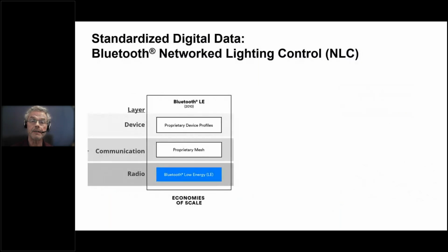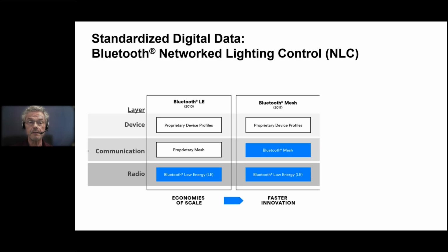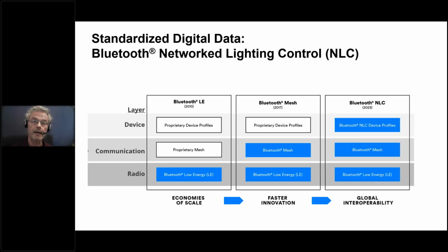The other big thing happening in digital lighting control standards is Bluetooth. In 2010, the Bluetooth Low Energy standard addressed the radio layer of a network lighting control system where devices transmit wireless data over radio frequencies, but for the communication and device layers, each different product used a different proprietary solution. In 2017, Bluetooth Mesh addressed part of that problem by standardizing the communication layer, but the device layer remained proprietary. Only since 2023 has a full stack standardized Bluetooth wireless mesh solution become available.